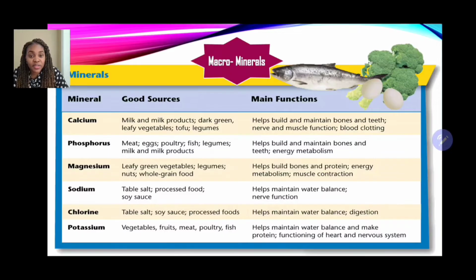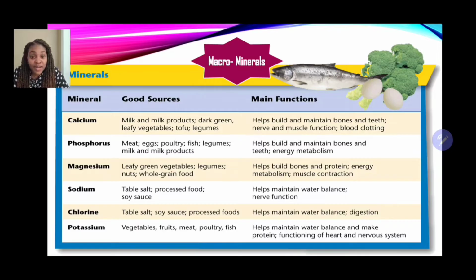Our next macro mineral is sodium, right? Good sources include table salt, processed food, and also soy sauce. The function of sodium is that it helps to maintain water balance and also nerve function. Next mineral is chlorine. Good sources include table salt, soy sauce, and also processed foods. It helps also to maintain water balance, and it aids in digestion.